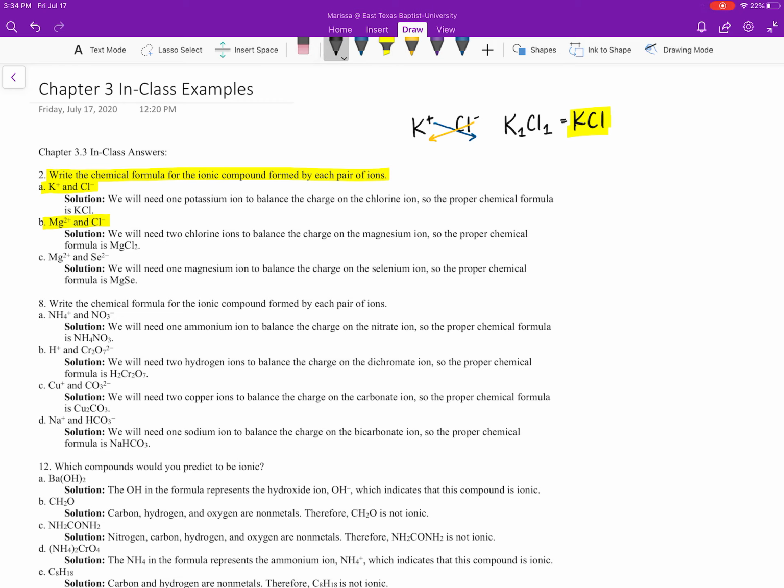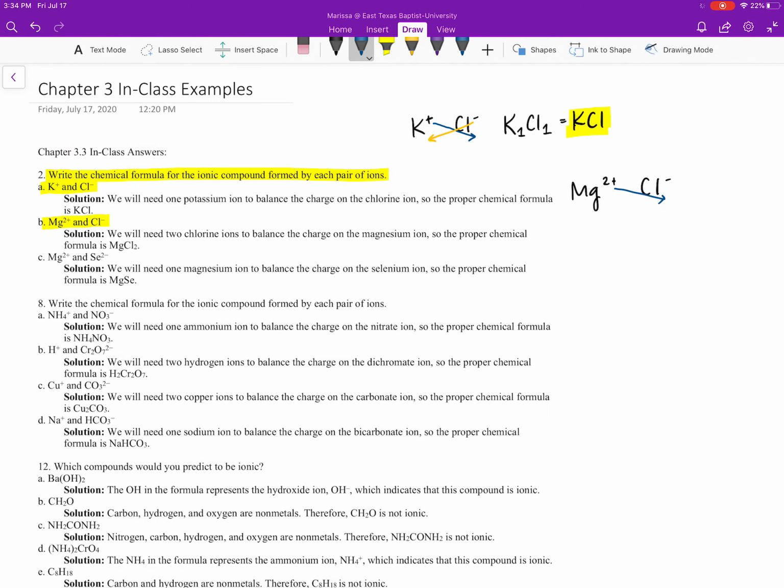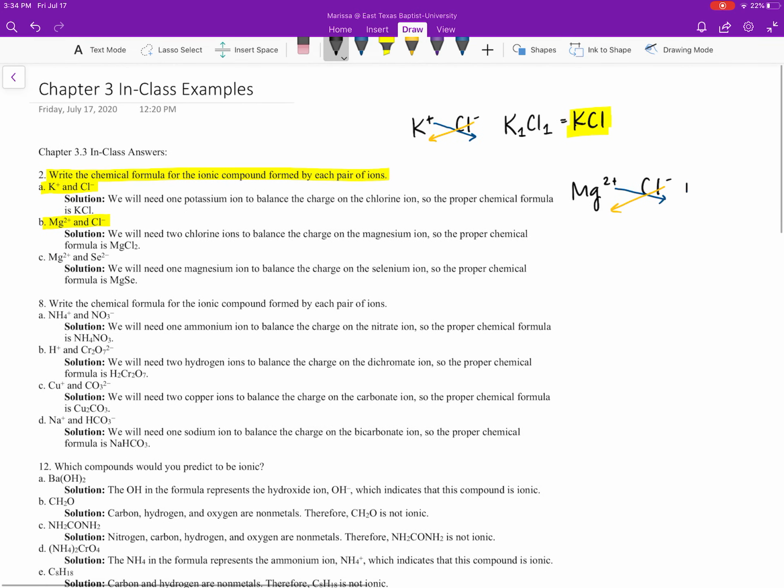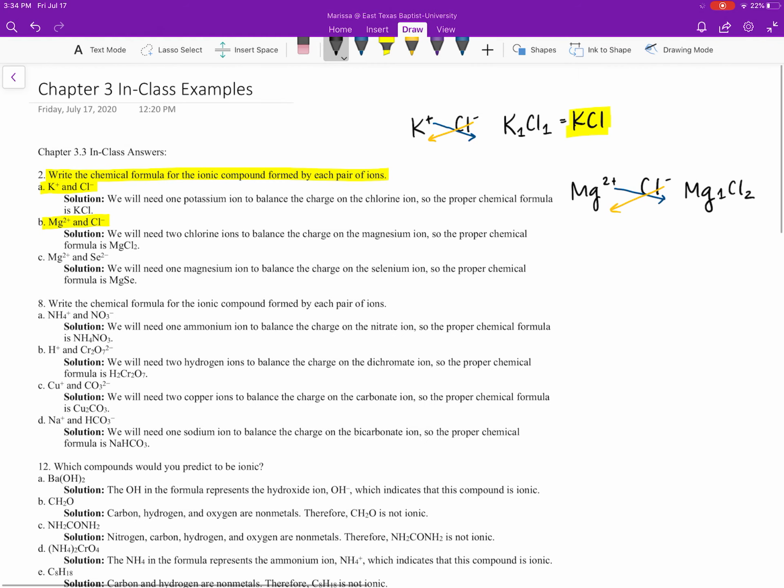So in this case, I'm going to have Mg2 plus Cl minus, and I'm going to swap the charges so that the 2 comes behind the chlorine and the 1 comes behind magnesium, but for the same reasons, we're not going to write the 1 behind the magnesium because it's implied, and so the final answer is MgCl2.